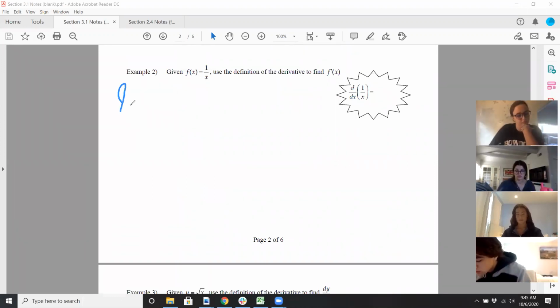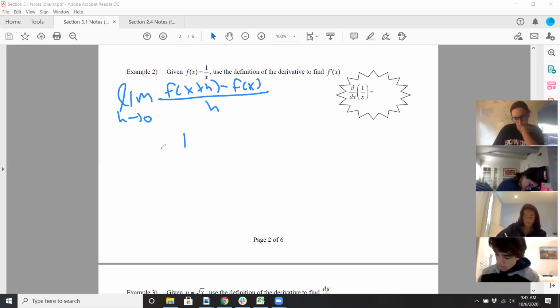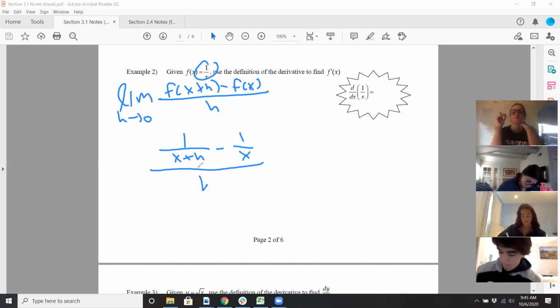So again, you take a limit. Limit as h approaches 0 of f of x plus h minus f of x all over h. So it's going to look like this now. Remember, that's your function. F of x is 1 over x. F of x plus h is 1 over x plus h.